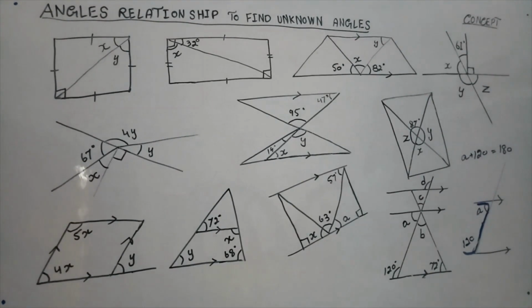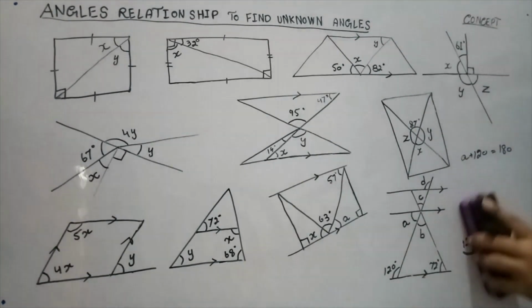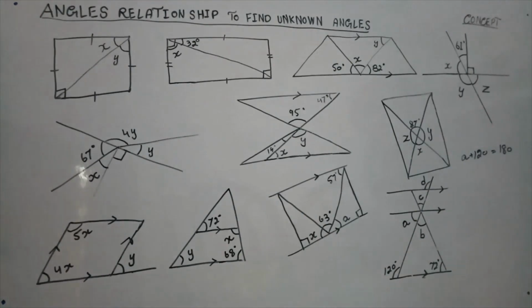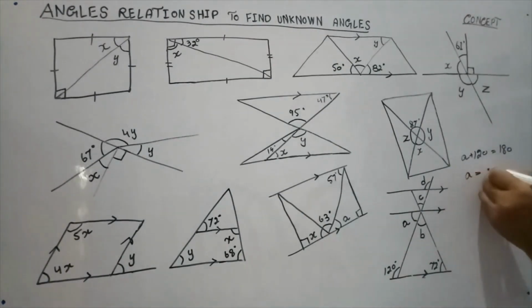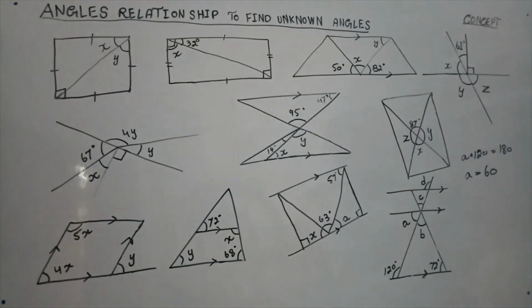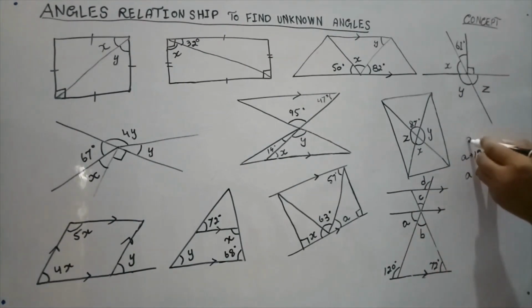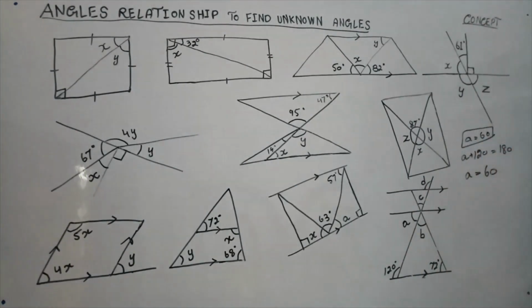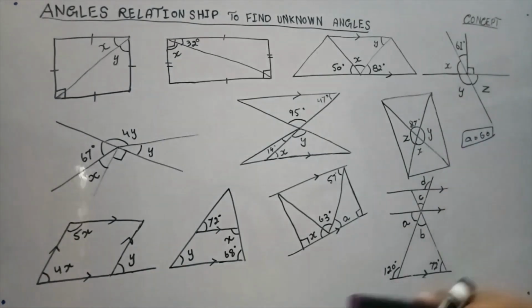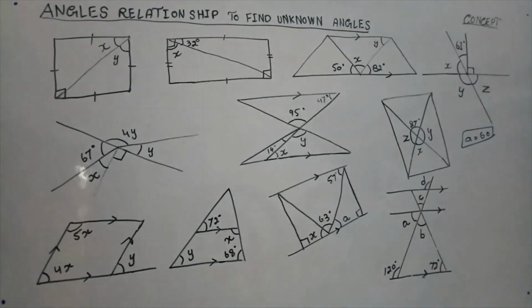If I subtract 120 from both sides, here we are left with A, and here we will get 60 degrees. So our value of A is equal to 60 degrees. Let me write it here: the value of A is equal to 60 degrees due to the co-interior angles. Clear? Co-interior angles.